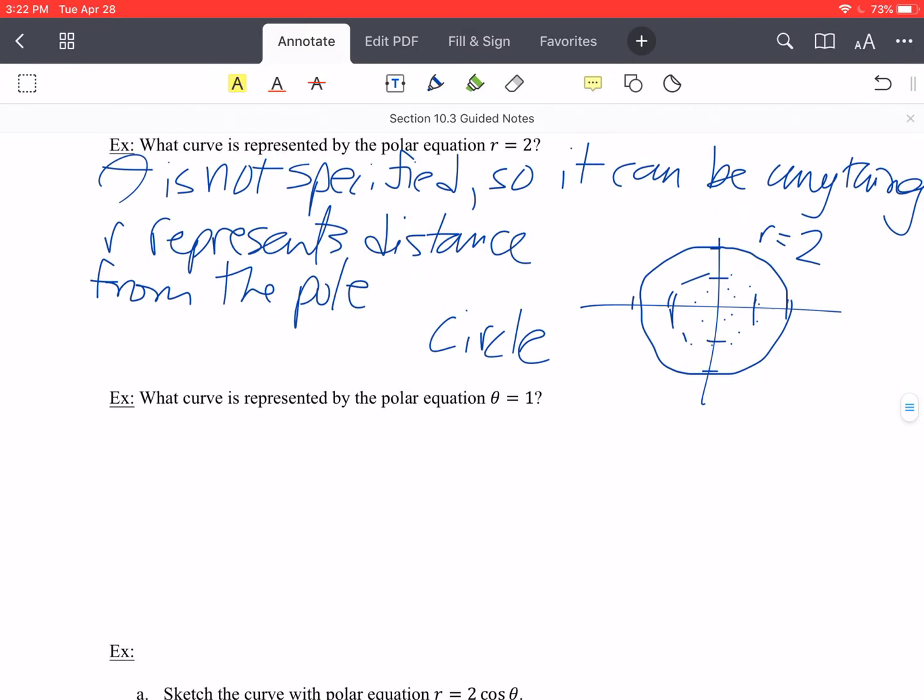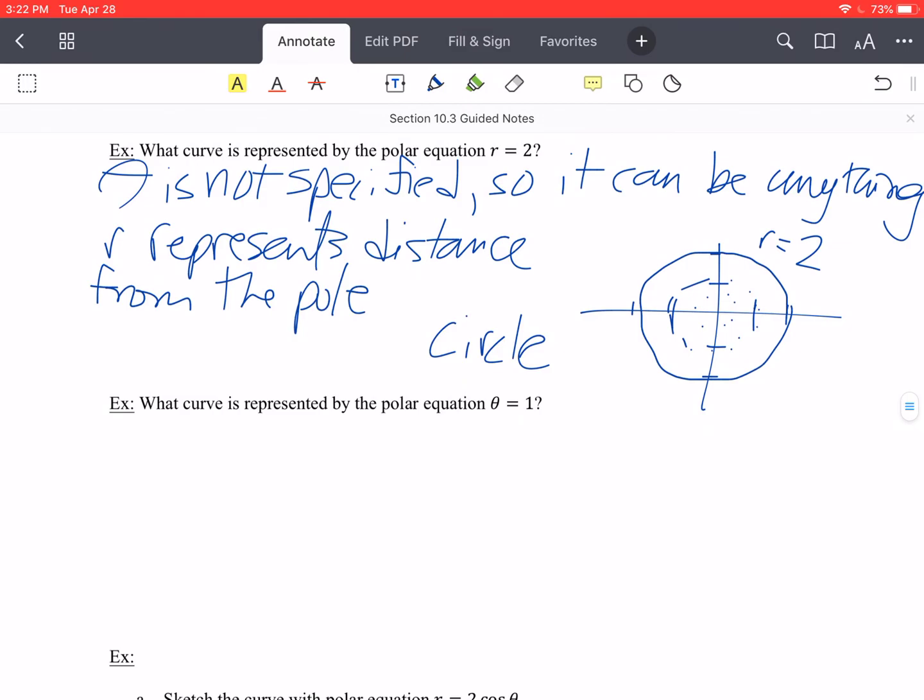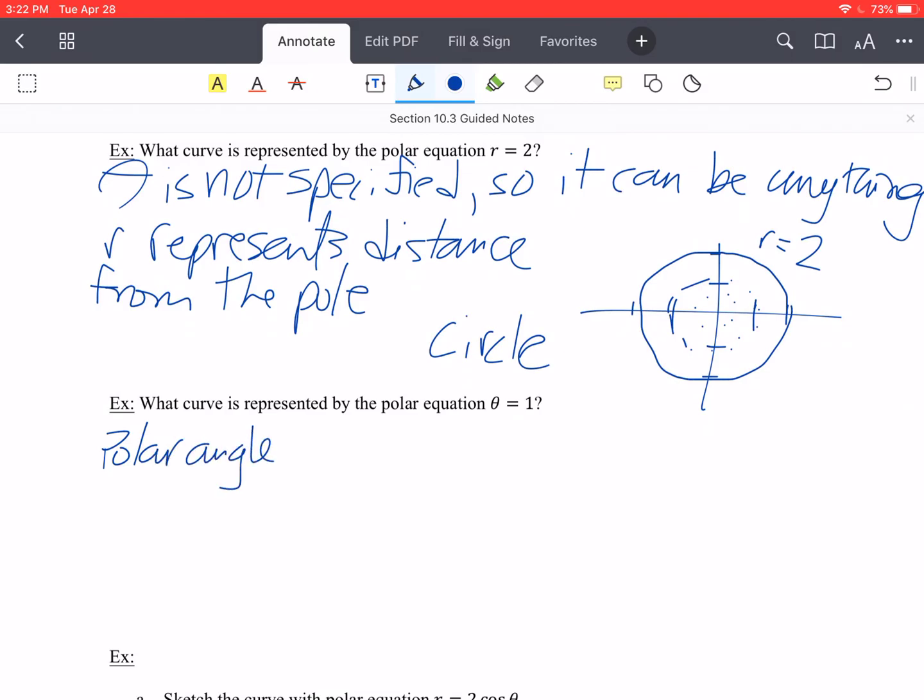Okay. What curve is represented by the polar equation theta equals 1? So in this case, we know that the polar angle, that angle of rotation, is 1 radian, and we're always working in radians here. But the r value is unspecified, right? There is no r in there, so r can be anything.